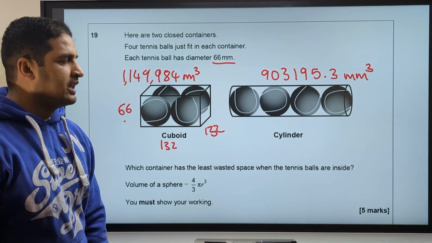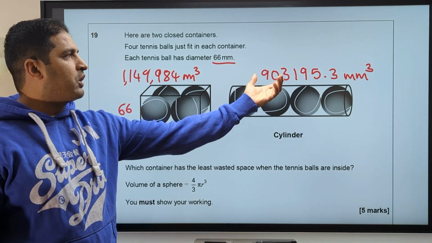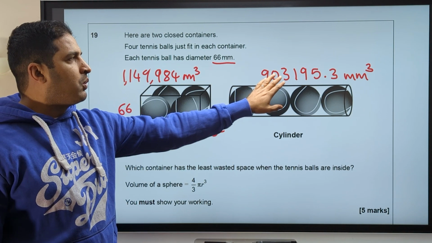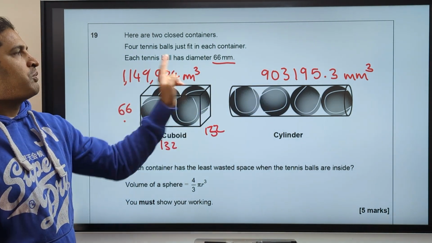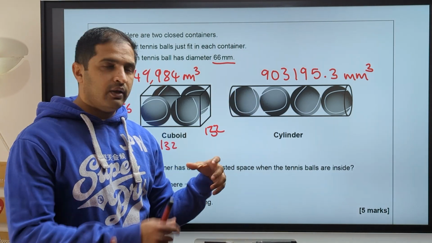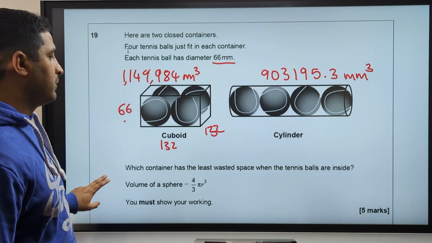Which one uses less space? So that's the total volume, take away 4 balls. Total volume, take away 4 balls will give you the wasted space. And we know that the total volume is already a lot smaller than the cuboid. And this is one of the reasons you get tennis balls in those. There we go. So that's the cylinder, we have less space wasted.